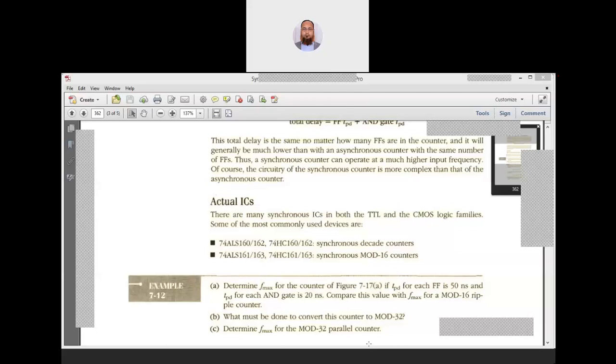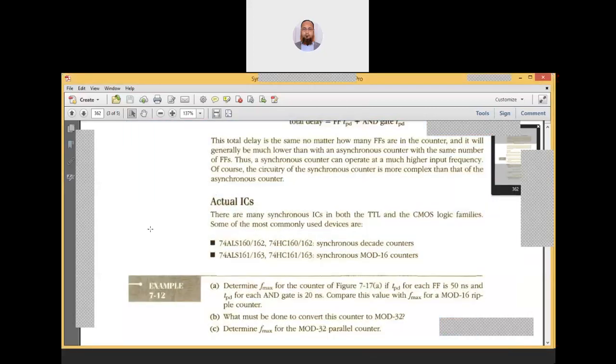It depends on the delay of each flip flop and the delay of an AND gate, and this gives us the frequency. So even if we use 10 flip flops or 20 flip flops, the answer will remain the same. Okay. So if we want to increase this frequency, what do we have to do? We have to reduce the delays of the flip flop and the delay of the AND gate. Okay. So that is it about this question.